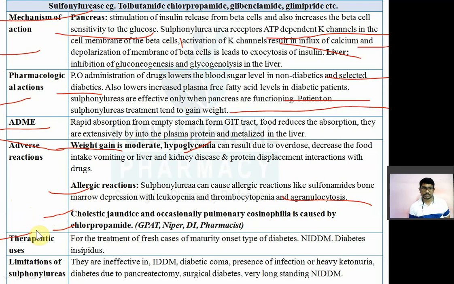Now what are the uses? Therapeutic uses: for the treatment of fresh cases of maturity onset type of diabetes, that means type 2 diabetes, non-insulin dependent diabetes mellitus, and diabetes insipidus, they are used.